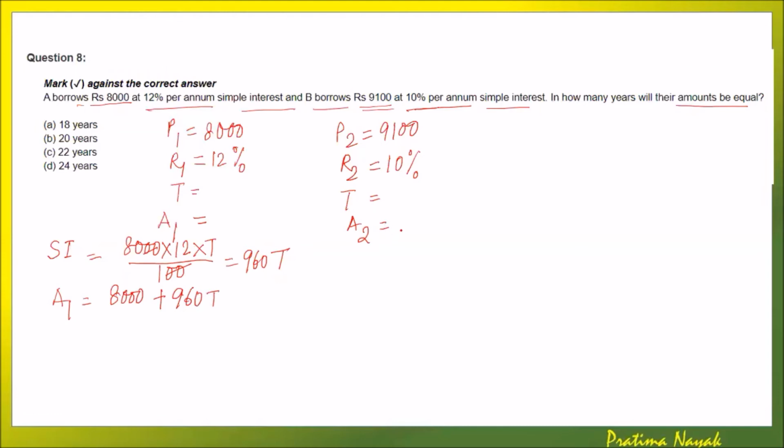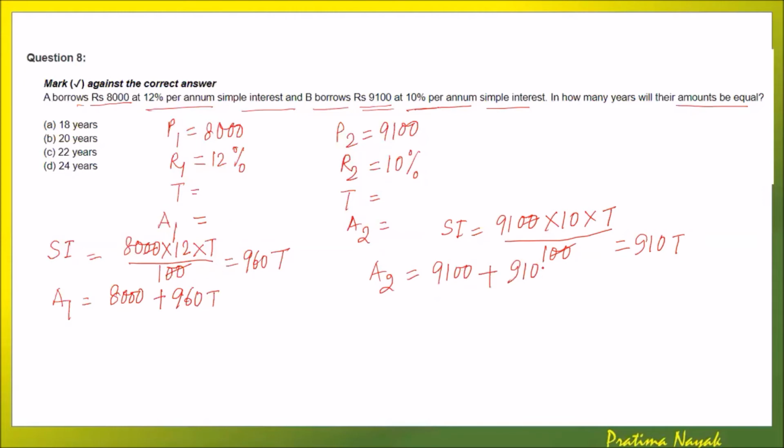Now let us come to the second one. SI2 will be 9,100 into 10% into the same time, because at the same time they will be equal, by 100. Here also I will cancel the zeros. It will be 910 into T. Then here the amount will be 9100 plus 910T.